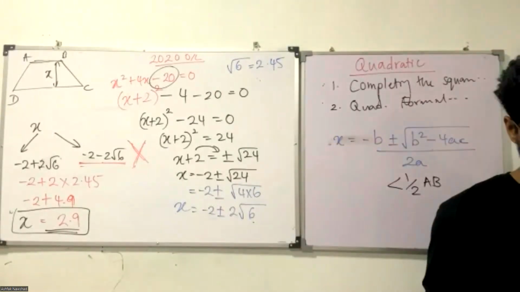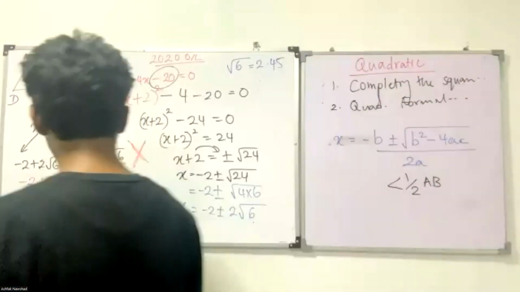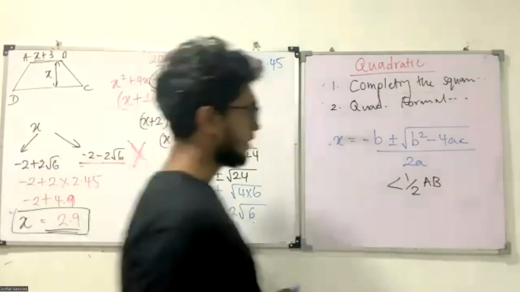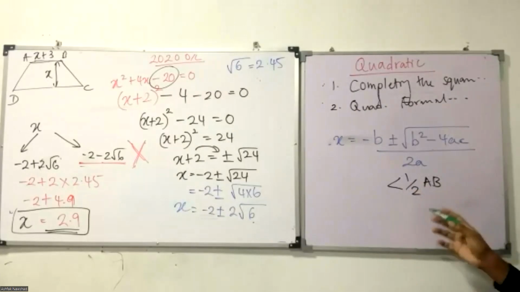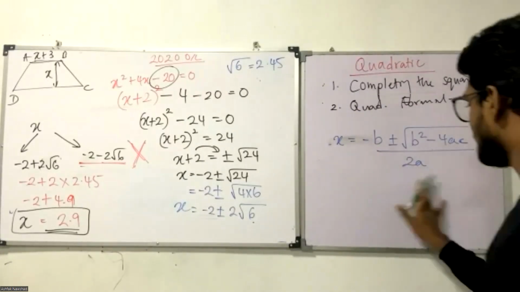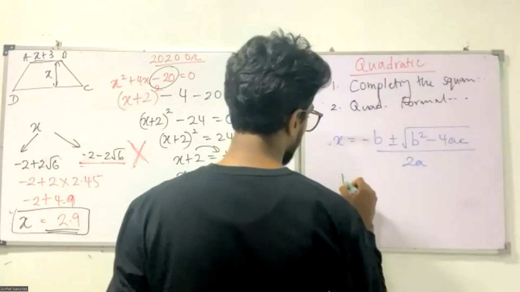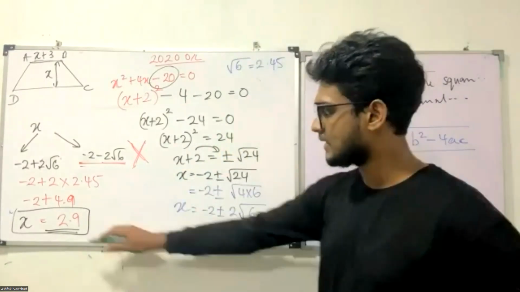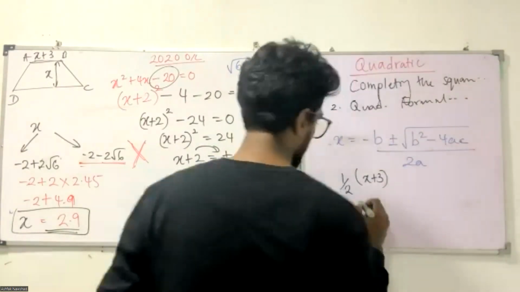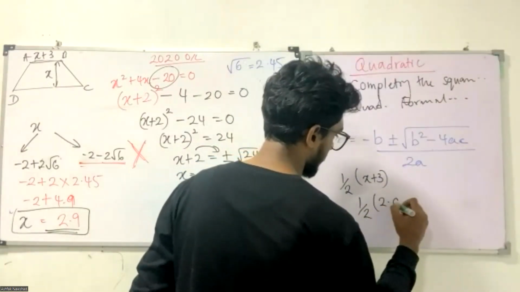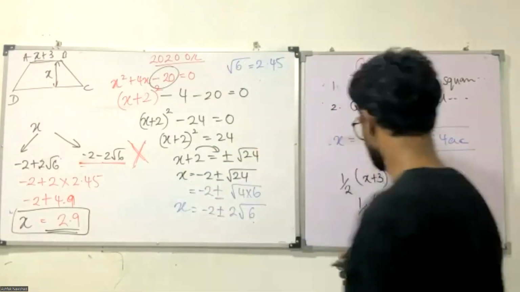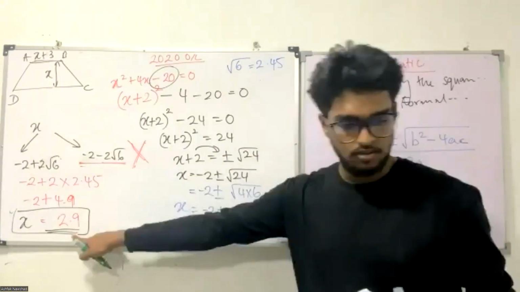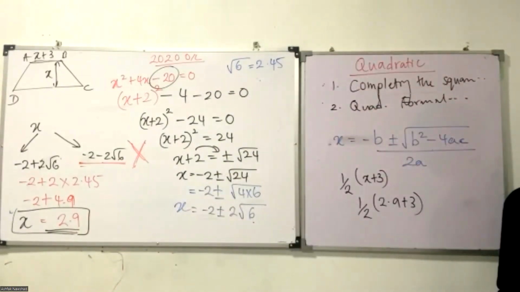AB is x plus 3. So let's see whether this is true or not. We need half of AB, half of x plus 3. So this is x. Half of 2.9 plus 3. You have to check the value of this, and if this is greater than this, then our answer is correct. Right? Let's see.